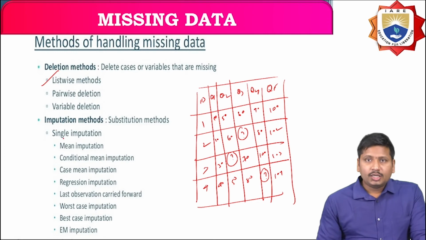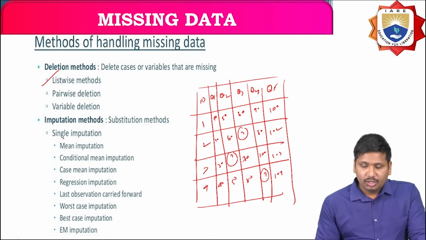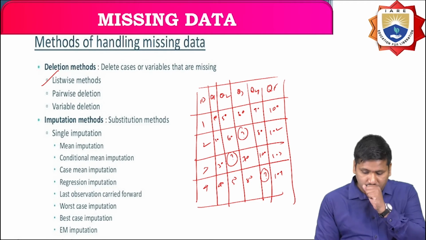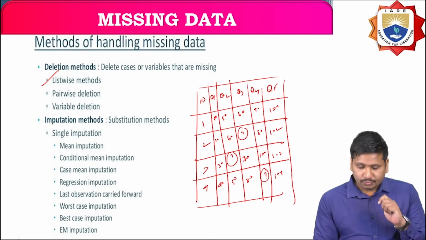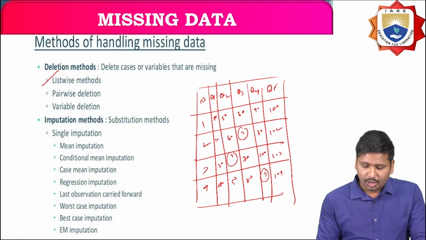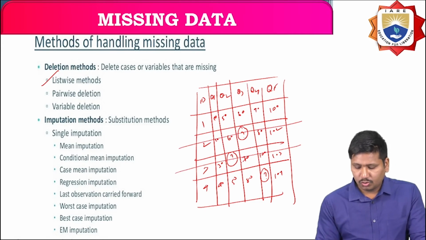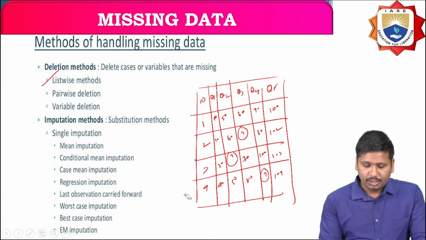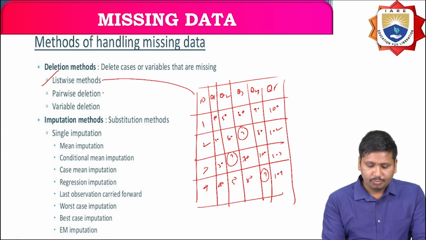So the first one is the listwise deletion method. This method is applied whenever I have missing values, and those rows are going to be deleted. That is the listwise deletion method. And next, pairwise deletion.